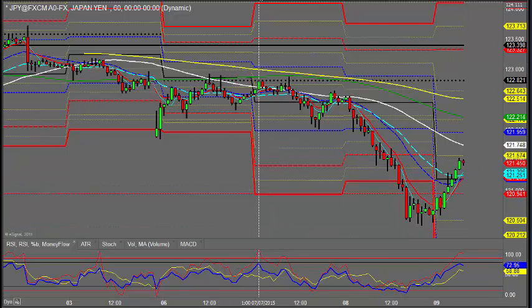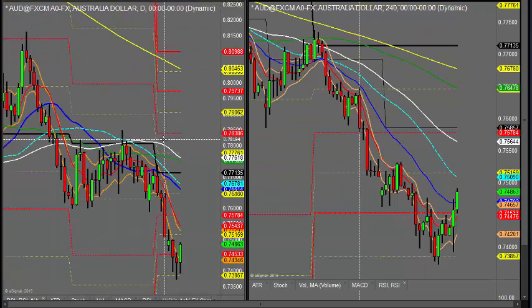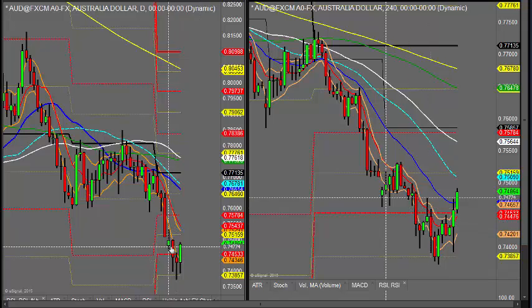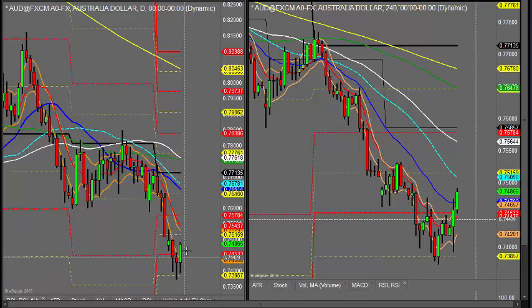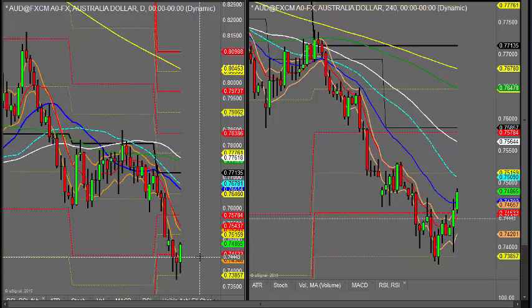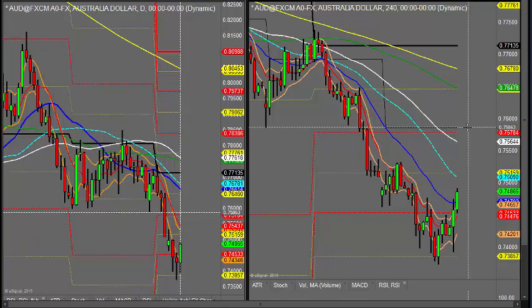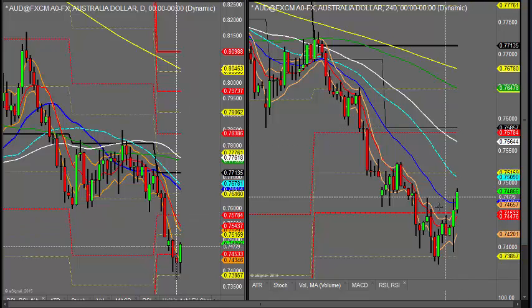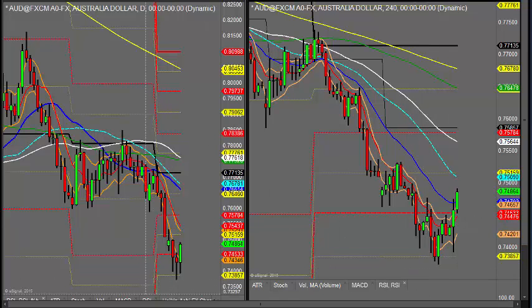Okay, finally Aussie dollar. Another one yesterday really followed the downside. Didn't see a retracement. However, this morning it's looking a bit more bullish. We've still to hit the weekly pivot on the Aussie as well. So there is the potential, as with the pound, that we could see a move to the upside.